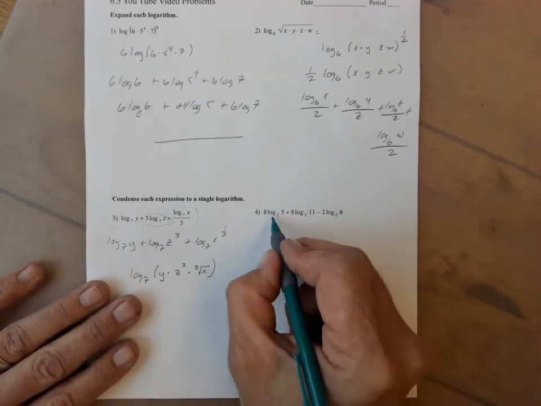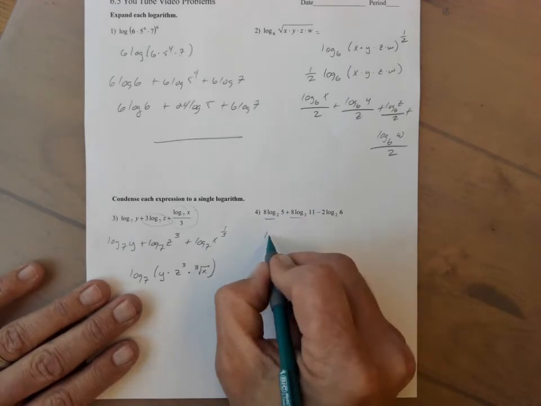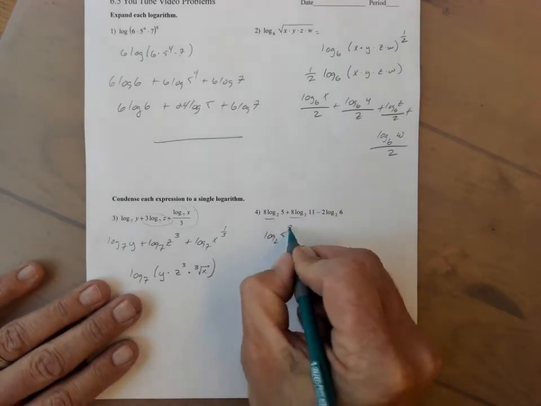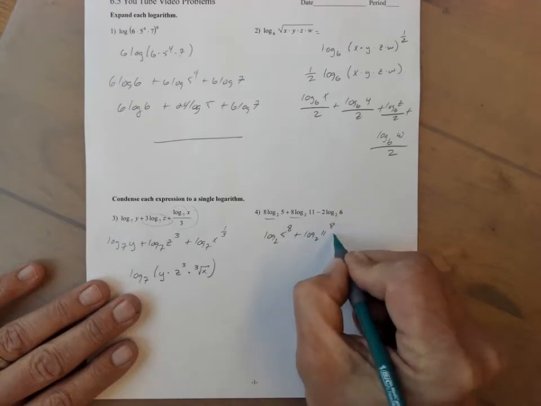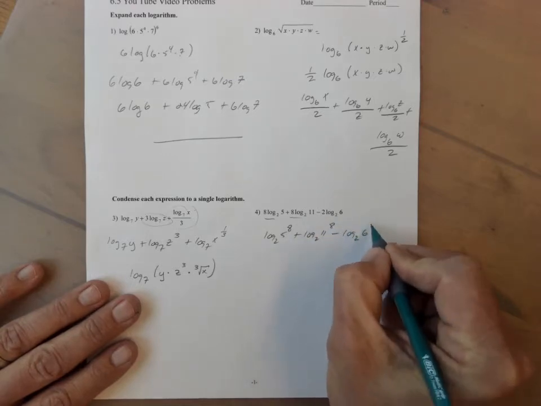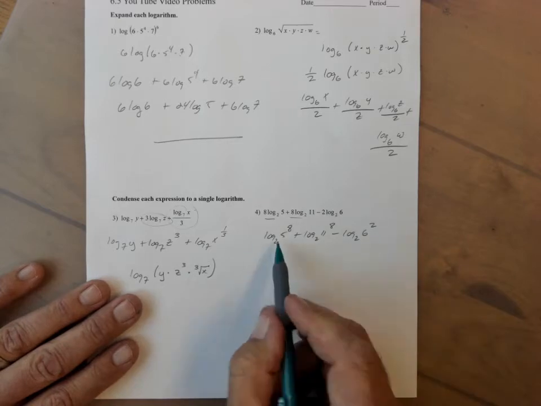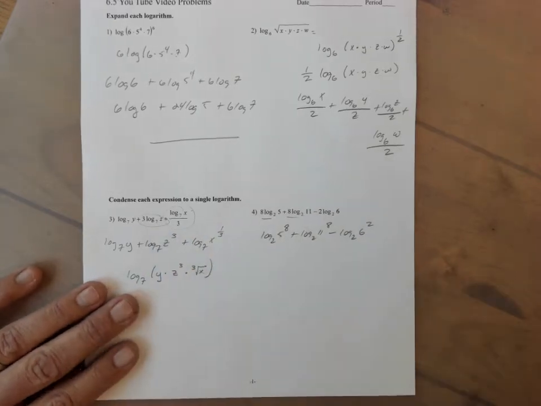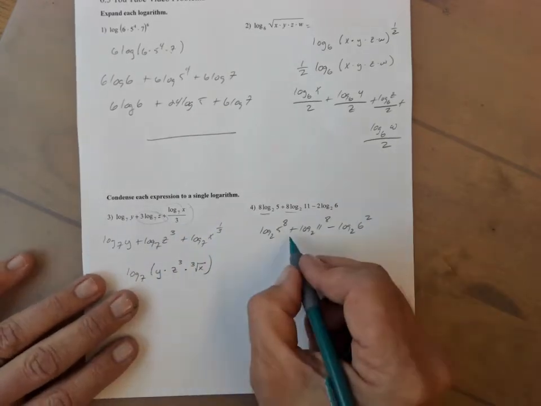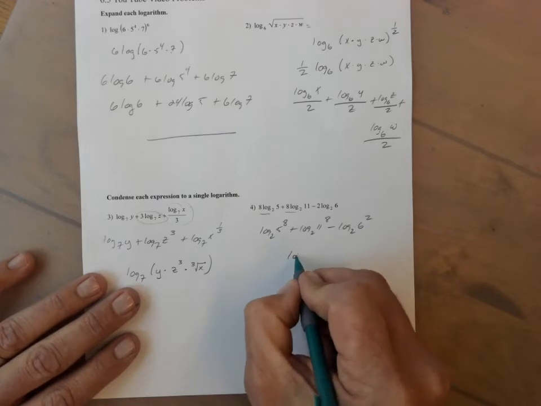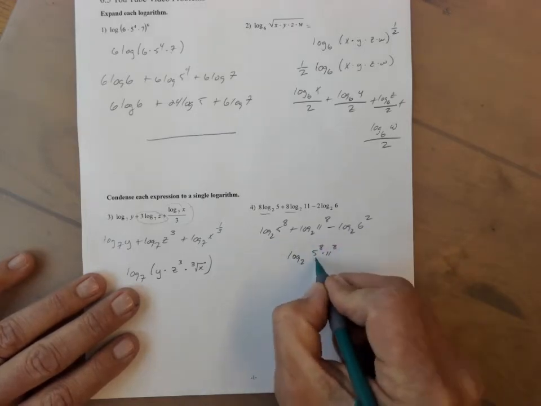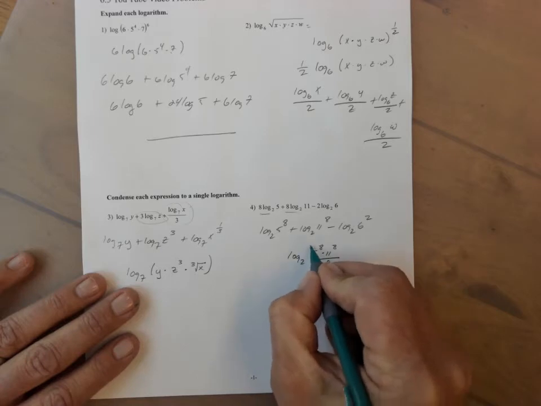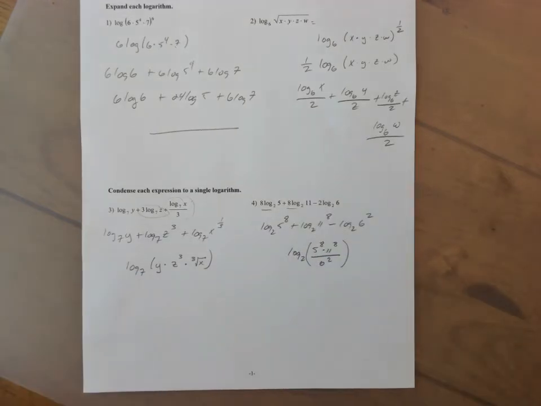Okay, same here, except now we have a subtraction mixed in, so that's our quotient rule. So we have power rule a couple of times. So log base 2 of 5 to the 8th plus the log base 2 of 11 to the 8th minus the log base 2 of 6 squared. So again, similar to our other problems, we're all in the same base, so we can apply our log properties. So we're adding, so we can multiply these two. And then because we're subtracting, we're going to divide. And there's our final answer in condensed form.